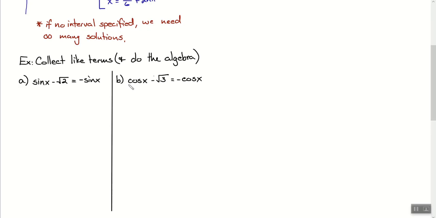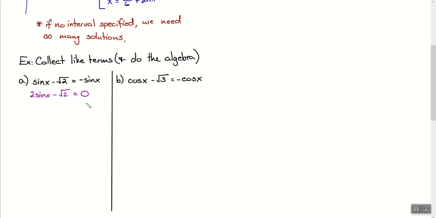There's going to be infinitely many of them, but let's take a look. Right off the bat, if we're just collecting like terms, just like we do in algebra, anything that has an x in it, or a variable generally, but an x in this case, I'm going to get on one side. So I'm going to add sine x to each side. So we get 2 sine x minus the square root of 2 is equal to 0.